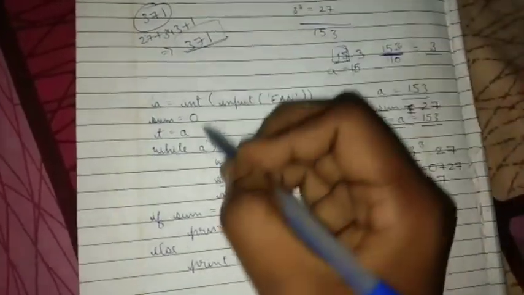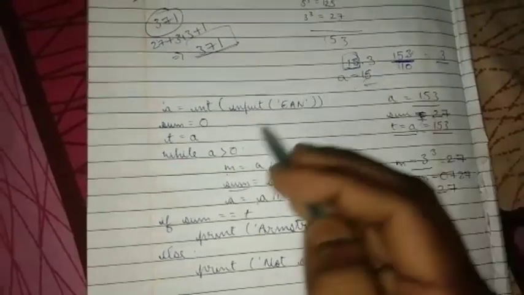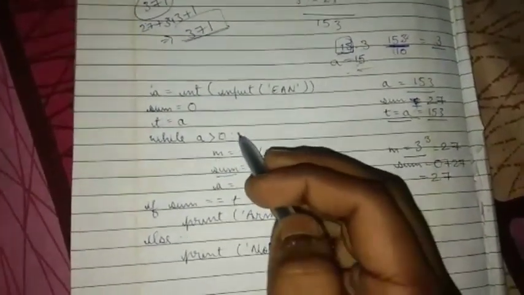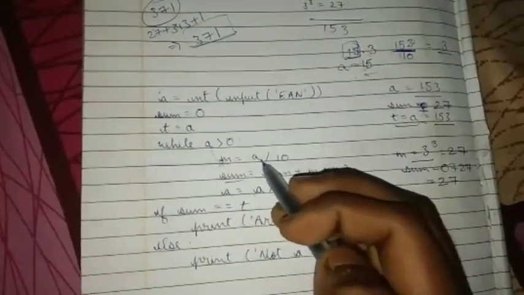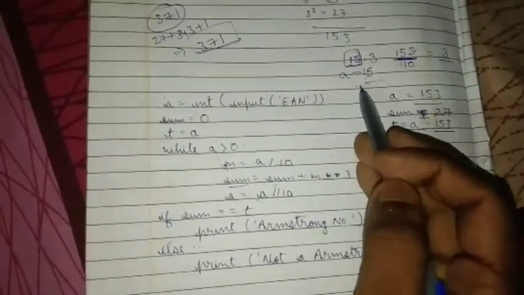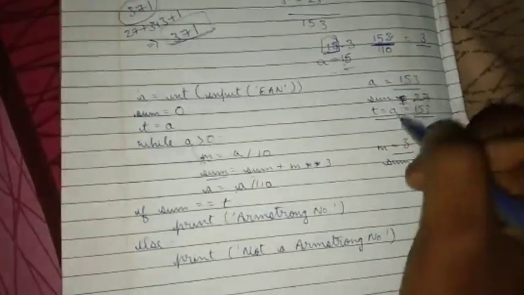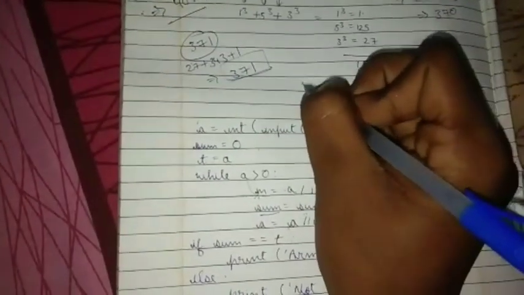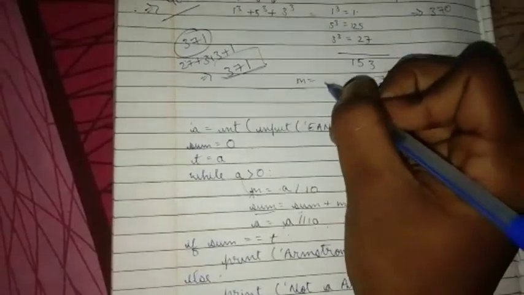Now it will come to the loop again, upward. The value of a is 15, and it will check whether a is greater than 0. The output will be yes, it is greater than 0. Then it will come here again. Now m is equal to a modulus of 10. The value of a is 15. Now 15 modulus of 10 will give the remainder. The value of m will be 15 divided by 10, and the remainder will be 5.